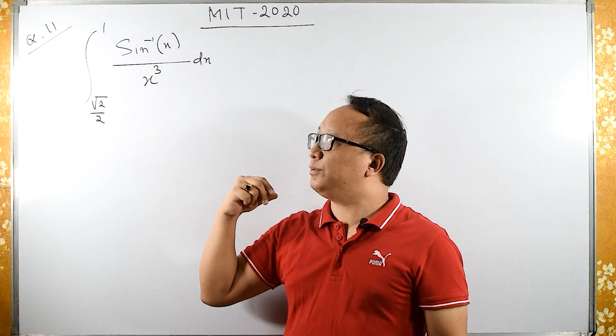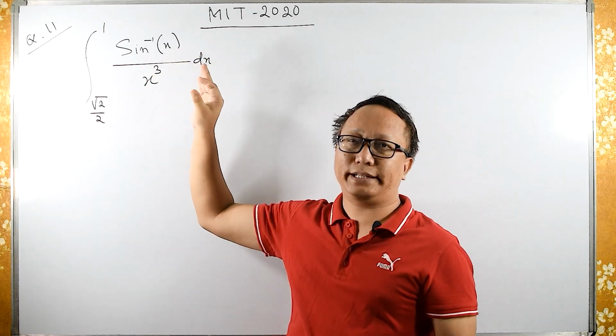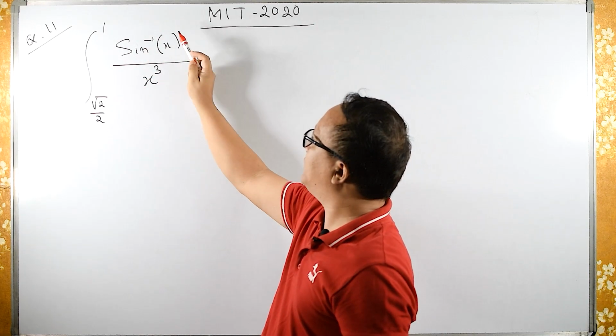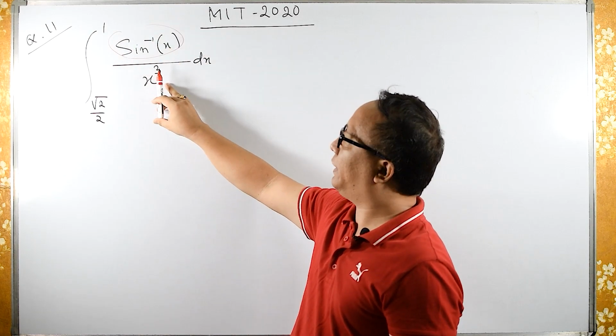This we can solve in two ways. The first way is that we directly apply integration by parts, considering sine inverse x as the first function and 1 by x cube as the second function.